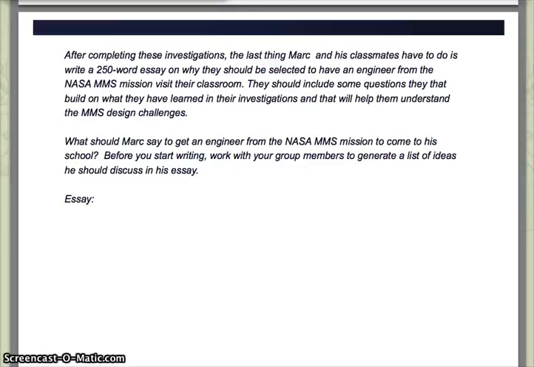So by now, you're at a point where your students have investigated static electricity, they've begun to investigate magnetism and understand the idea of magnetic fields. So what we'd like to do at this point is to begin the connections from the experiments that have been working on to why an engineer from the NASA MMS mission should consider coming to the school to talk to the class or talk to the students.